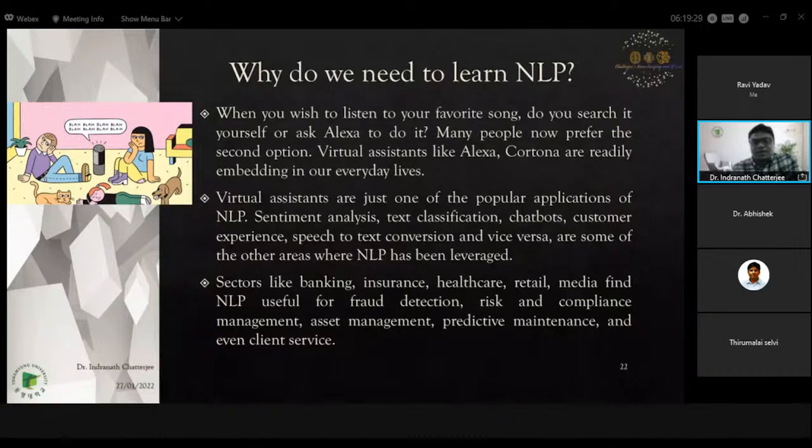Sentiment analysis, text classification, and chatbots are also examples of NLP which we use every day. And in different sectors, for example banking, insurance, healthcare, and retail, we use NLP everywhere. In the last part of my lecture, I will also give you a huge description, which you can take a screenshot of, where you can find a lot of research areas where you can start working on NLP, and you can finish your whole PhD as well.